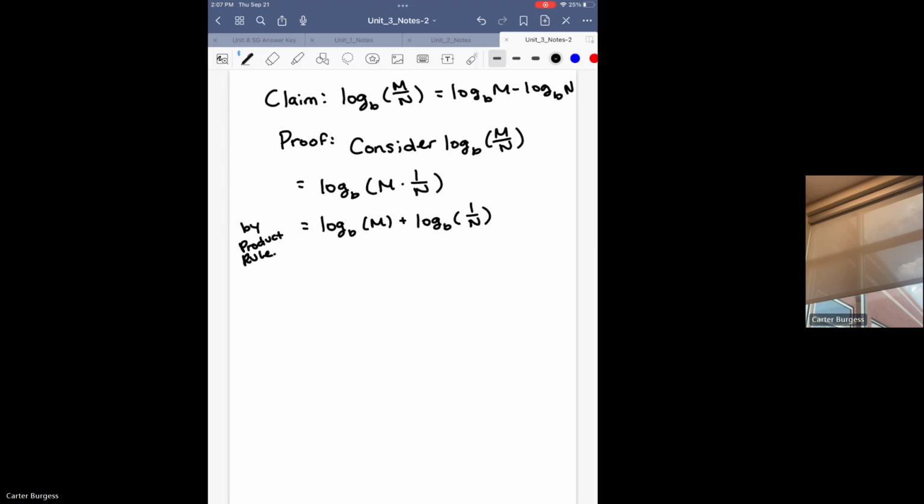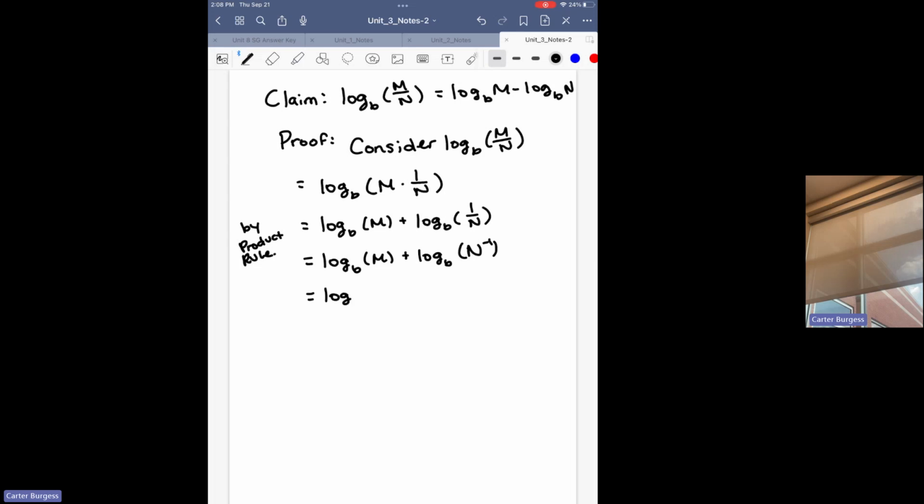Okay. So now the only thing we really have to clean up here is this 1 over n situation. How can I rewrite 1 over n to become n raised to some kind of power? How do I create 1 over n with an exponent? N raised to the negative 1. Very good. So this is the same as log base b of m still, plus log base b of n to the negative 1. And now our new power rule lets us do what with that negative 1? We can move it to the front.